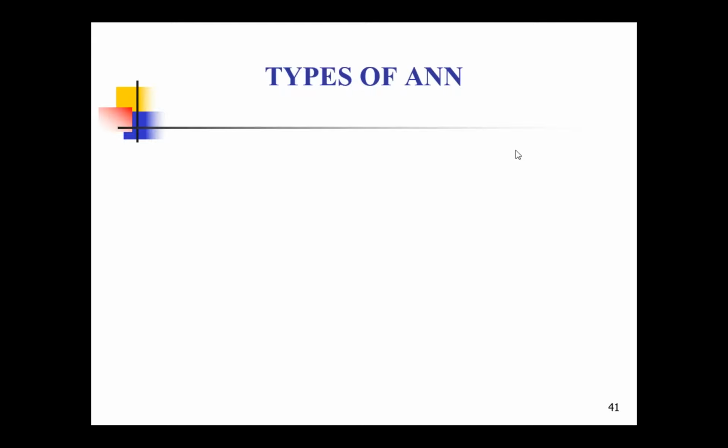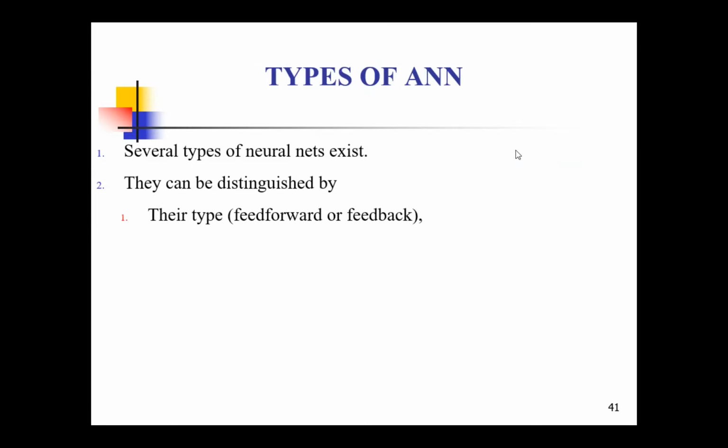So what are the different types of ANN that normally we have? Normally several types of neural nets exist, but they are classified under their type. What is the type of ANN? Whether it is feed forward or feed backward. Feed backward is a better algorithm: feed forward and then back propagation. So for weight adjustments, I have to provide the output, fed once again, so that the desired output can be obtained.